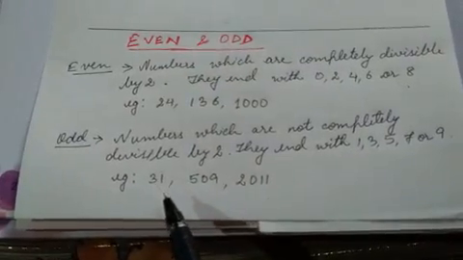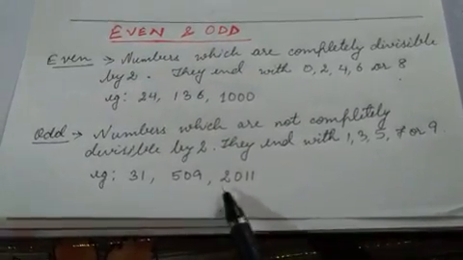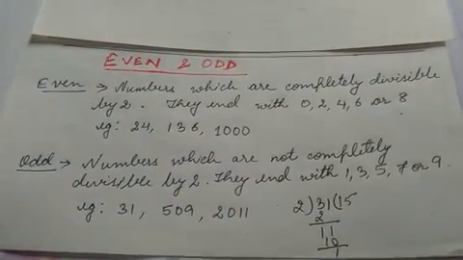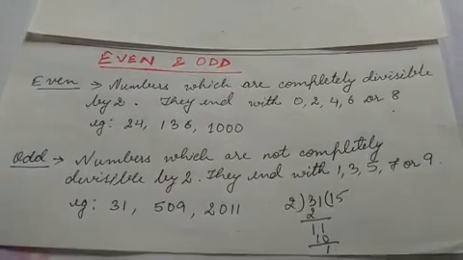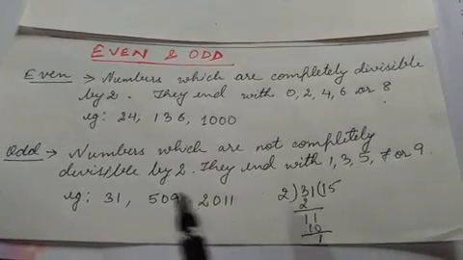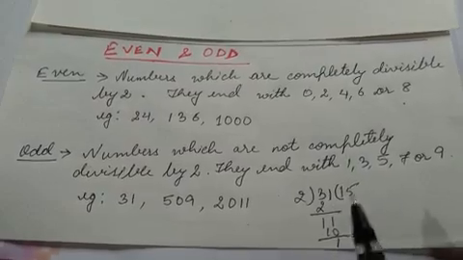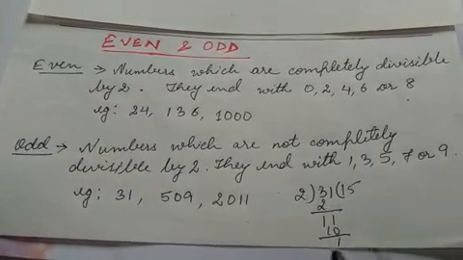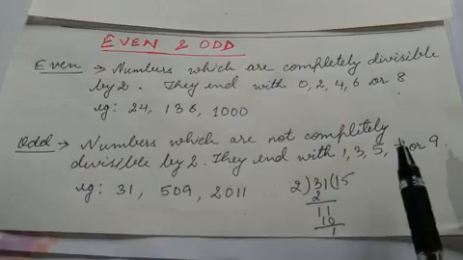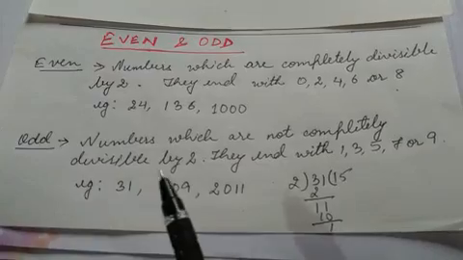Their examples I have given here: 31, 509, 2011. You can see the last digits. Now when we divide these numbers by 2, we will see that there will always be a remainder. When we divide these odd numbers by 2, we will always get a remainder. I have divided and shown you here. That is why it is written that the odd numbers are the numbers which are not completely divisible by 2.